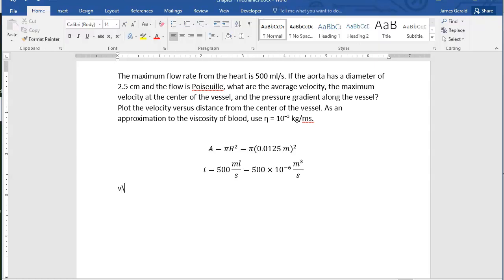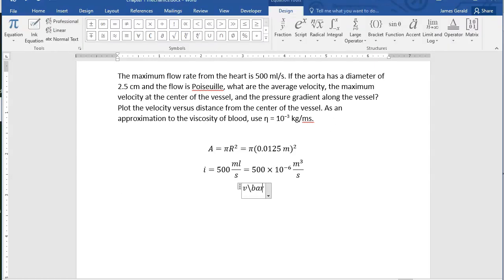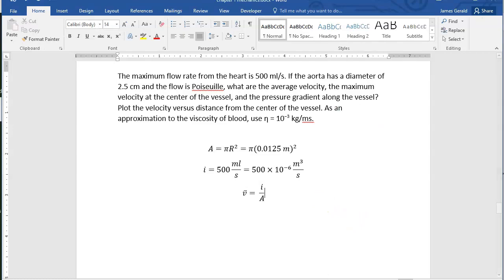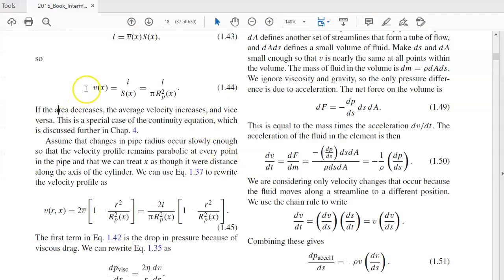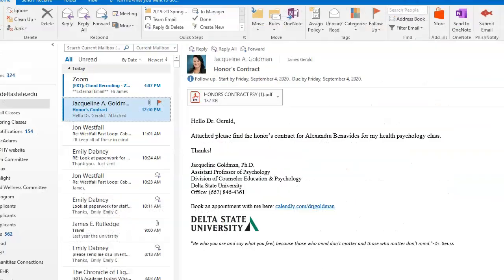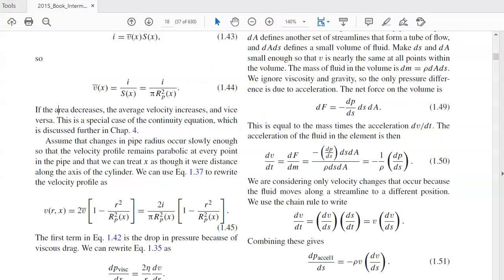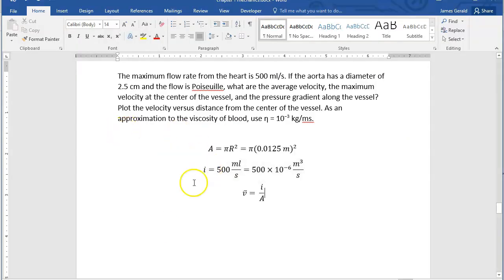It's just going to be I over A. And this, just so you know, equation 1.44 in your book, average velocity is I over pi r squared, right? I over A. All right, so back over here.